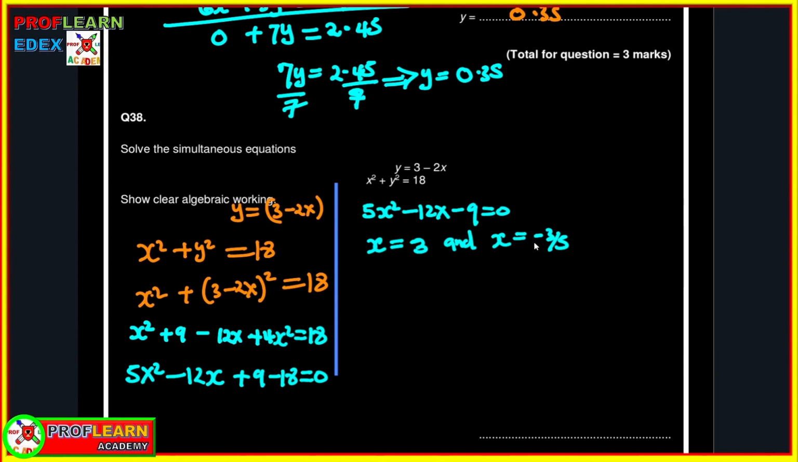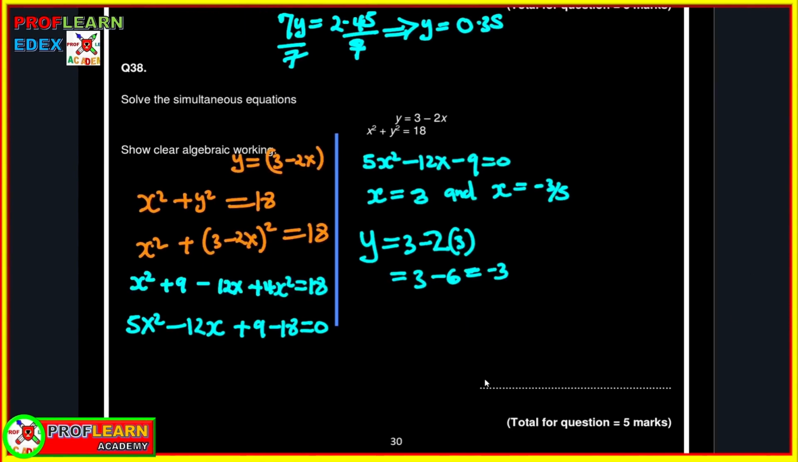Then you can use the first equation, y equals that, in order to get the values of y. The first value of y is negative 3. So you can say this is this. And x equals negative 0.6. We substitute also, and we are going to get the second value of y like that.